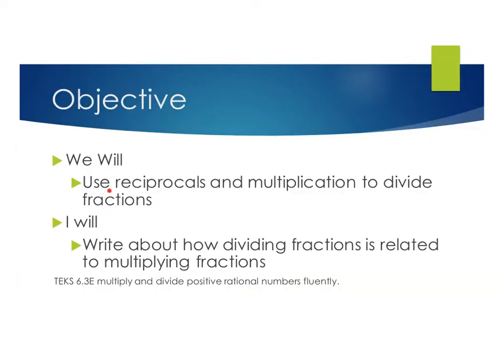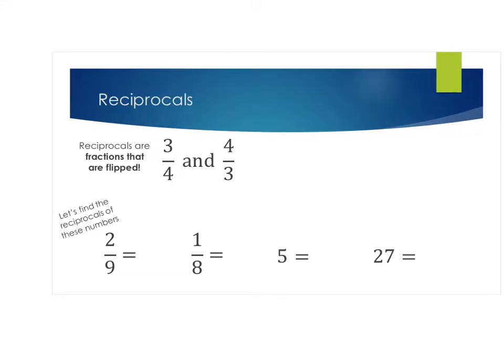So we will use reciprocals and multiplication to divide fractions. And then I will write about how dividing fractions is related to multiplying fractions. Okay, so a reciprocal, I mentioned that in the "we will." A reciprocal is just a fraction that's flipped. So for example, the reciprocal of 3/4 would be 4/3 because 3 is our numerator, 4 is our denominator. So all we do is flip it and we make 4 our numerator and 3 our denominator.